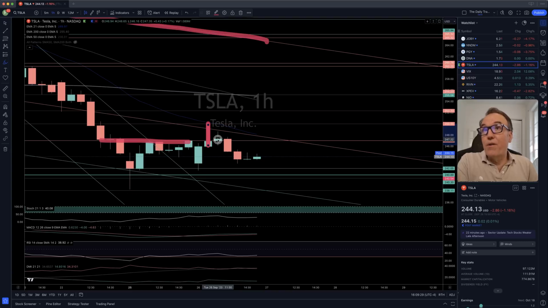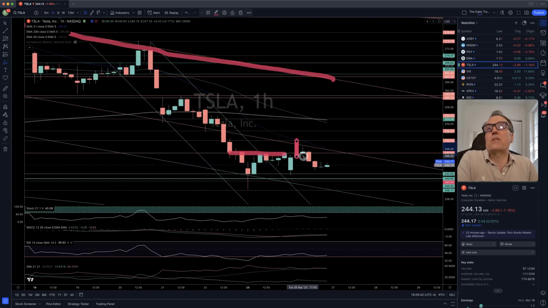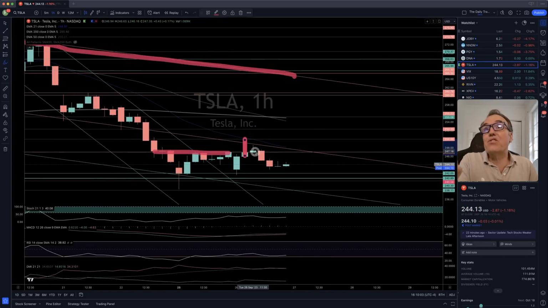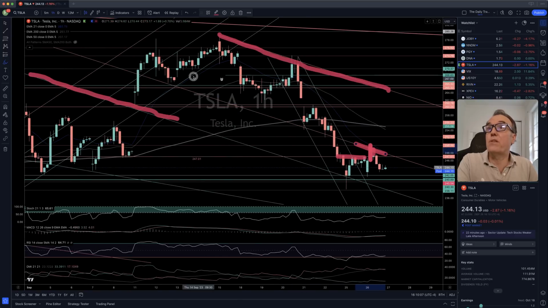We closed above 247. This was a break at 12:30 because we closed above. But as I said yesterday, how was stochastic? Was stochastic over 60? No, it was not. That's not ideal. And then I said also, if we break 247, then there's a chance that we bounce on that big downward resistance that we have right here.